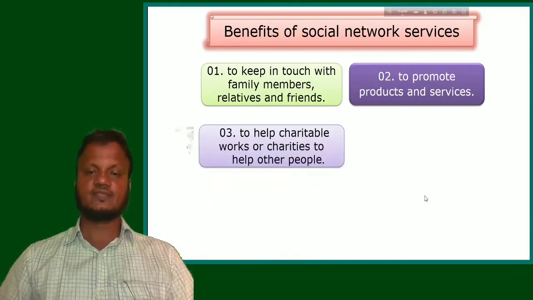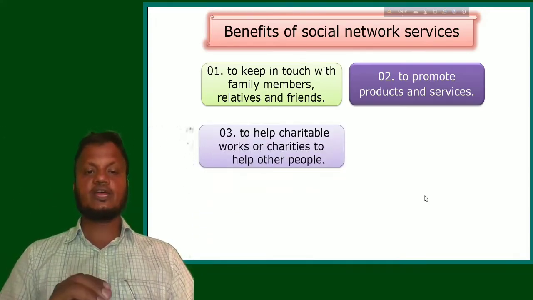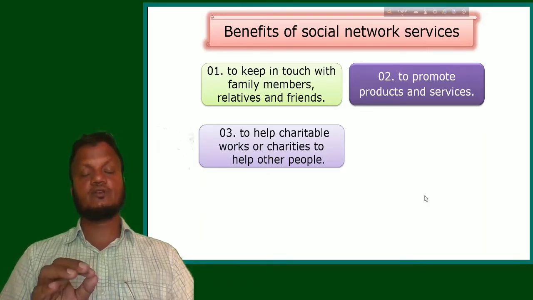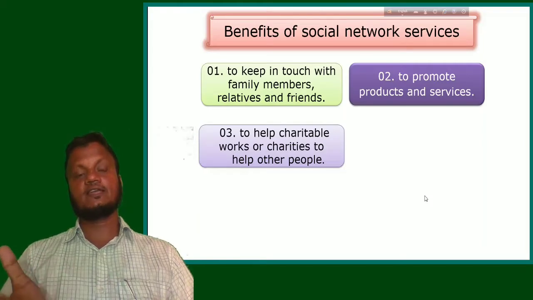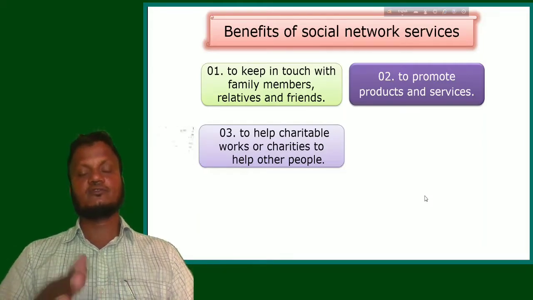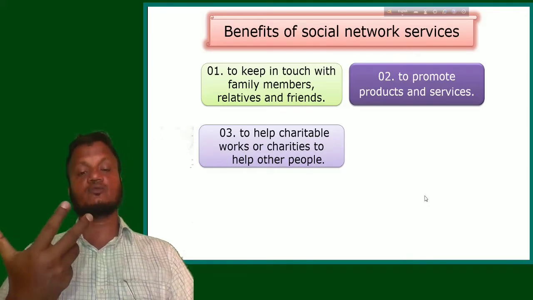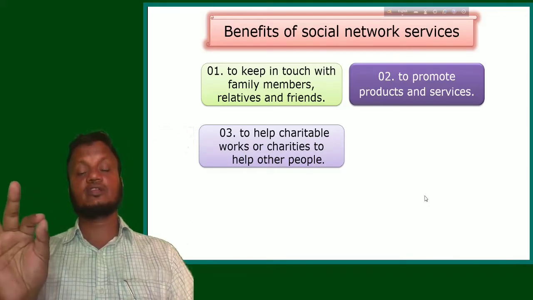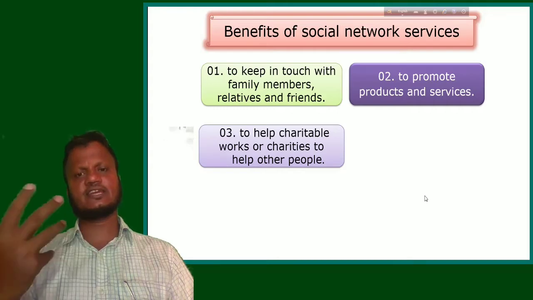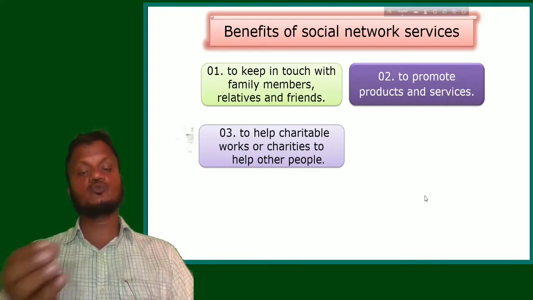Okay, and another is to help charitable works or charities to help other people. Dear learners, you are repairing a road from your own money, spending from your own money. Now you can share your work with the people, so that they can also be encouraged to do this type of work.